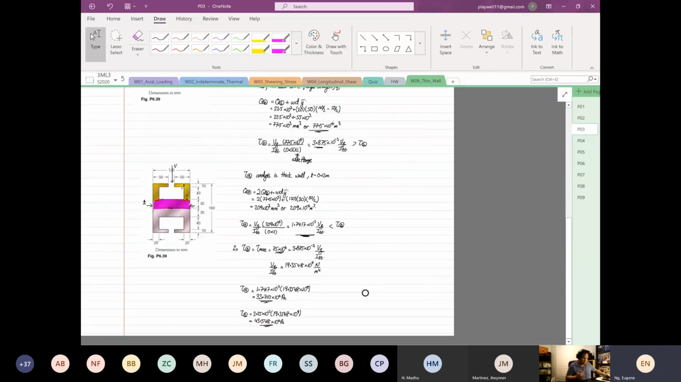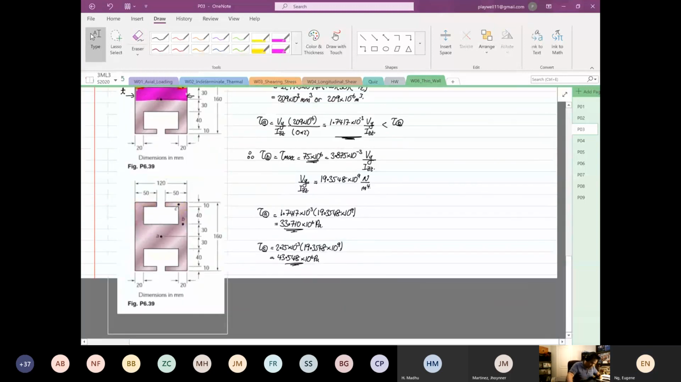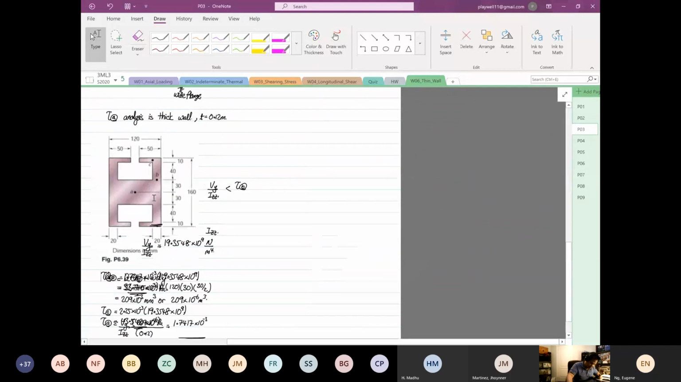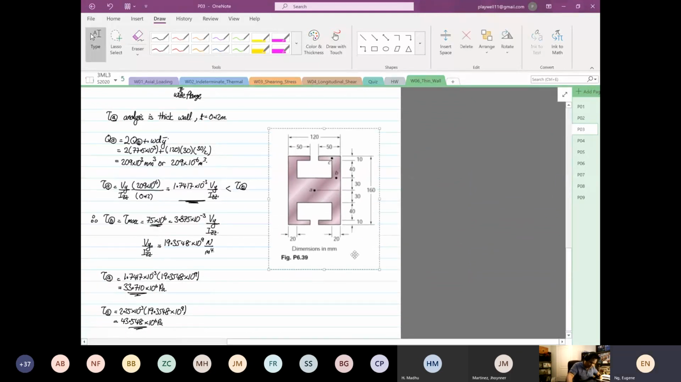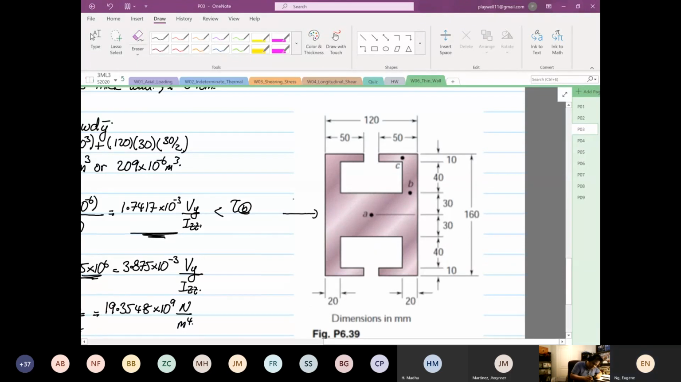So again, as I say, this problem is unique because it combines both thick wall and thin wall. What if now, give me a few more minutes, what if now the shear force is in this direction? Now the shear force is in the Z direction. What will happen now?